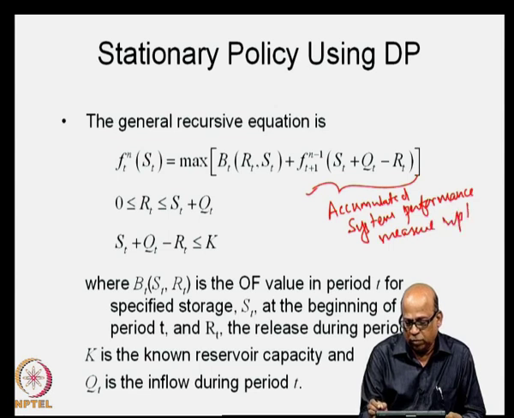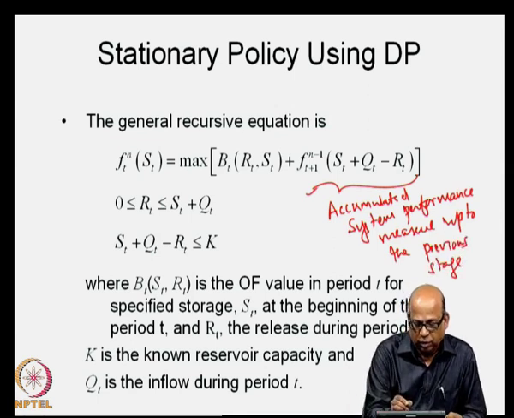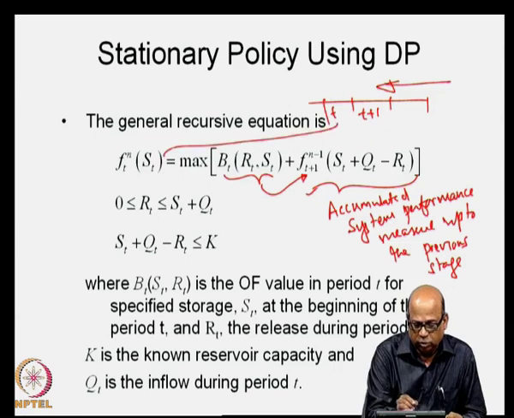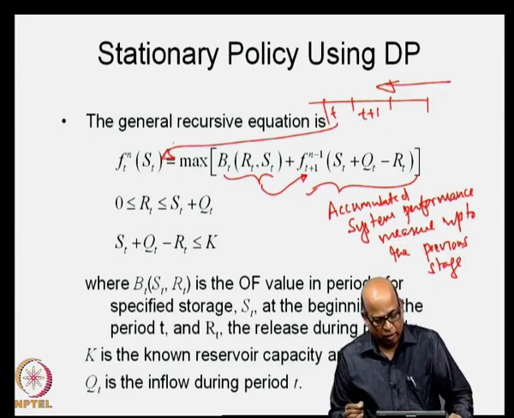Up to the previous stage. So, this is how you are relating the present time period with the next time period in the backward direction. So, we are moving like this. t plus 1 comes first and then t comes. So, you are moving in this direction and you are writing the recursive relationship for the time period t.